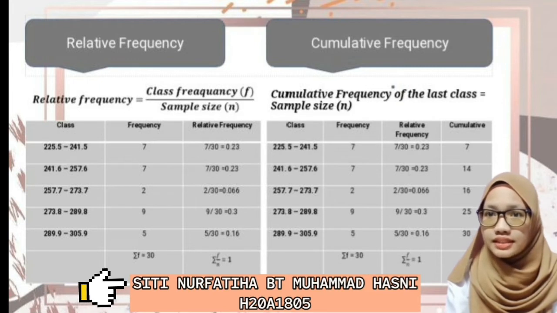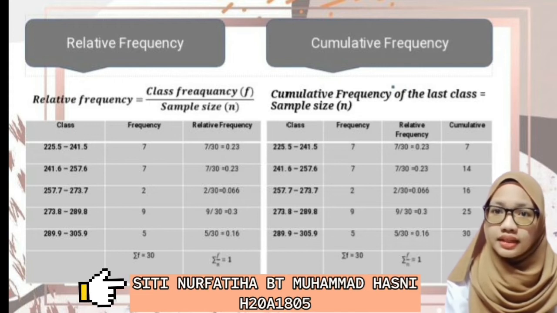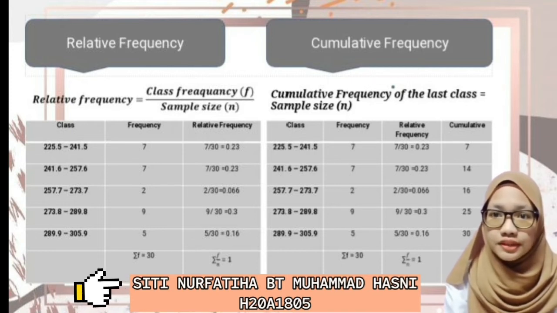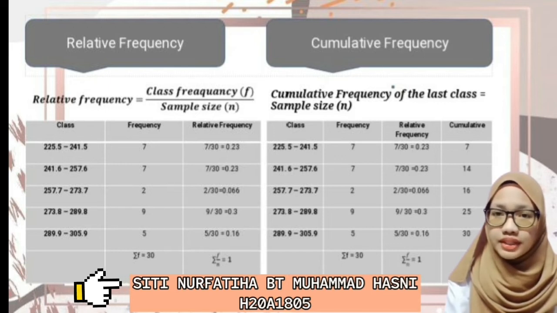Relative frequency is the portion or percentage of the data that falls in that class. As you can see, in relative frequency, we have a formula which is class frequency divided by sample size. So for the first class, we get 0.23, and for the second class, also 0.23. For the third class, we get 0.066. For the fourth class, 0.3, and for the fifth class, 0.16.